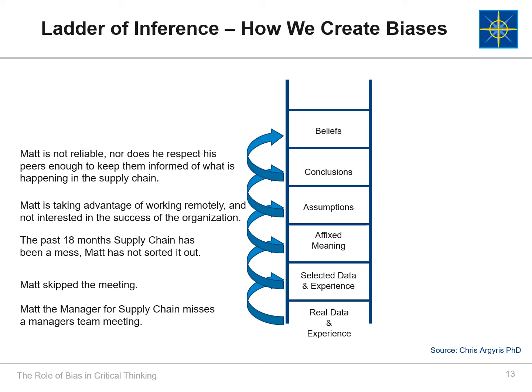Working from the conclusions that we came to, based on our assumptions from the meaning we gave to the data we selected through the lens of our own bias of the experience we had, we adopt beliefs which then become a new lens or perspective that we will see the world through moving forward. These beliefs are going to drive future actions and judgments. Matt is just one more example of an incompetent supply chain manager, and the system needs to be overhauled.